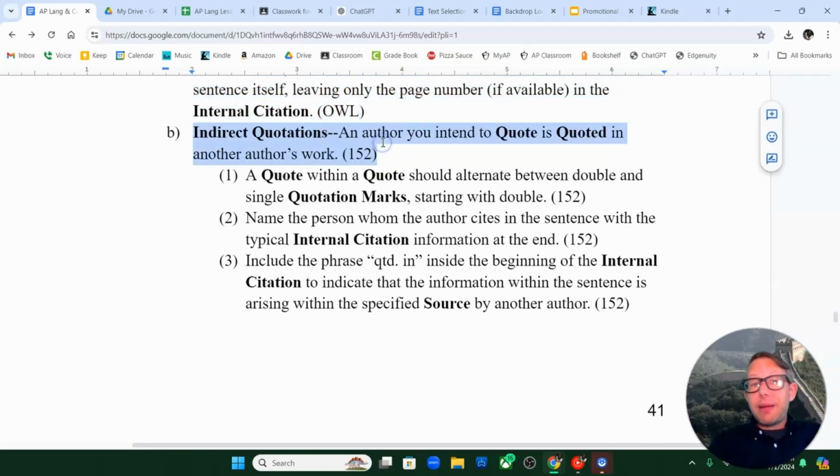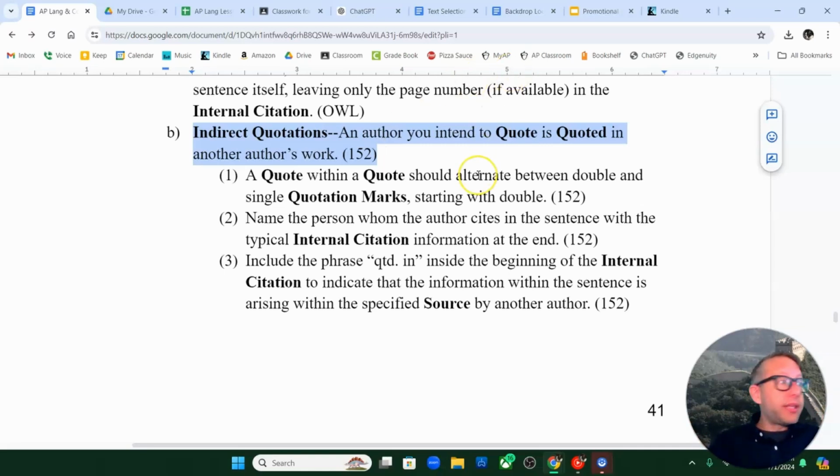Remember, you've also got this option of things like indirect quotations. What is an indirect quotation? Well, it's when an author you intend to quote is quoted in another author's work. And that happens a lot, okay? That happens, especially if you're using good sources that are going to pull from other good sources. You're going to encounter these situations where one person is going to quote another person, and you're going to think, man, I really want that quote, but the author of my source didn't actually say it. What do I do? Okay.